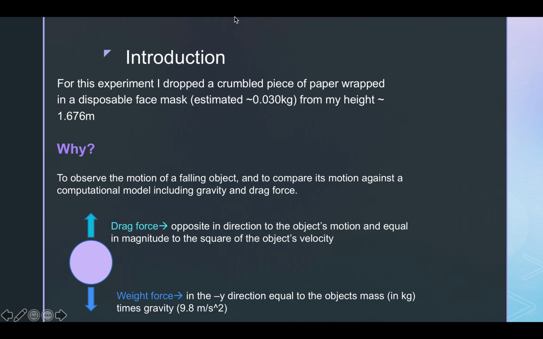The ball of paper is dropped from my height of approximately 1.67 meters and with a mass of a heavily estimated 30 grams. After analyzing the falling motion in Tracker, I created a computational model in GlowScript to model the motion using Newton's second law and including gravity and drag force, with drag force being the upwards force opposing motion and the gravity constant being 9.8 meters per second squared.